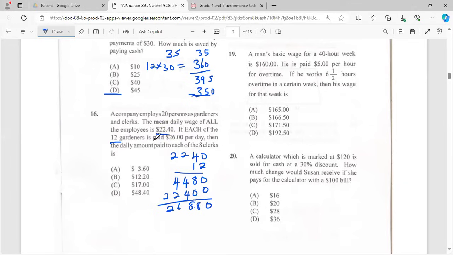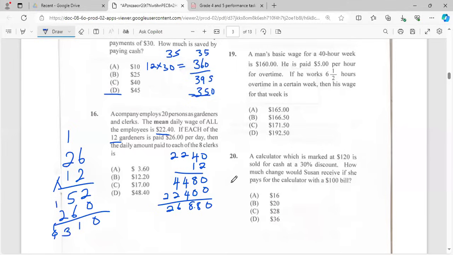So they said if the gardener is paid 26 per day. A company employs 20 persons as gardeners and clerks. The mean wage of all the employees is 22.40. Each of the 12 gardeners is paid 26. Oh, I'm doing the wrong thing. It's 26, which I multiply by 12. 2 times 6 is 12, 2 carry 1. 2 times 2 is 4 and 1 is 5. So that means the total is 310.